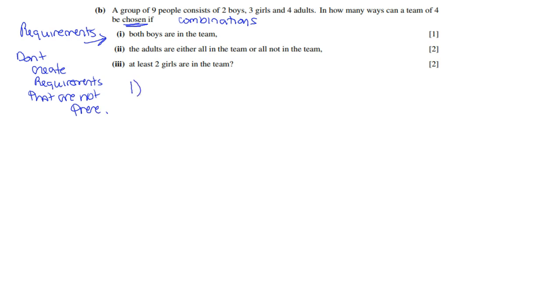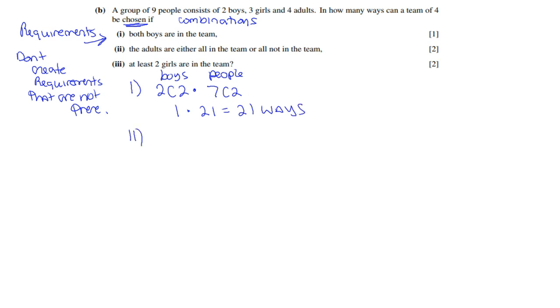So anyway, number 1, the requirement is that both boys are on the team. Well, there's a total of 2 boys, and the way I pick 2 of them is 2 choose 2. But then I've got other people, because I need 4 people on the team. So the rest of the people, the non-boys, are 7 choose 2. So then I multiply these together, and I get 21 ways.